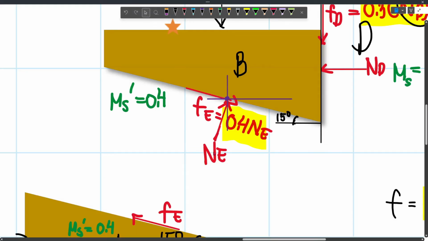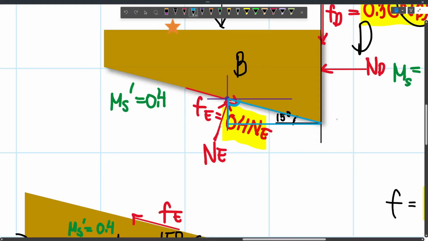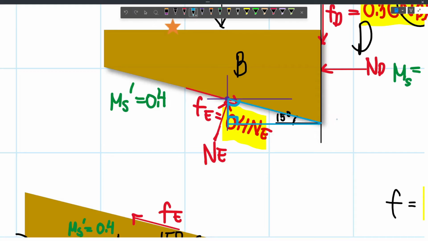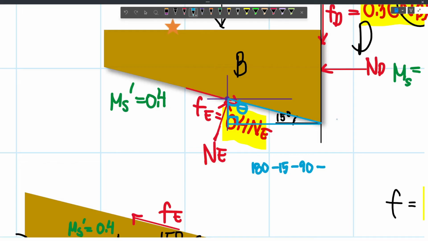Again, this normal force is perpendicular to our body, and so this angle is 90 degrees. Take note of this one. Now first, if you look at this triangle, then this angle will be 90 minus 15, because this is a right angle, and the sum of interior angles for triangles will amount to 180. And so to get this angle, we have 180 minus 15, and then minus 90, and then minus another value, let's say, theta. So minus theta. We'll equate this one to 0.